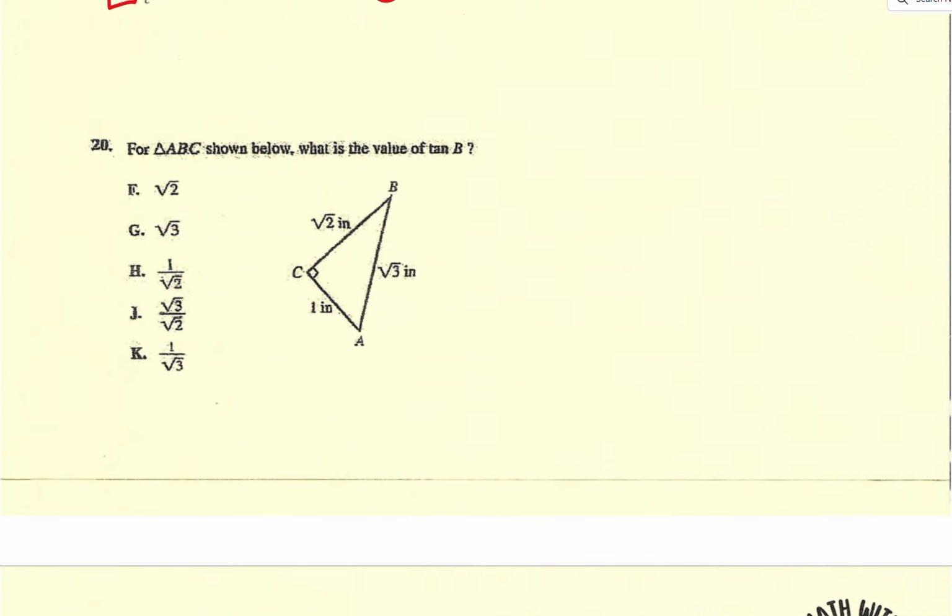This is number 20. This time it's asking us for the tangent of B. So again, if you see a trig problem on the ACT, maybe you would just want to quickly write out your SOH-CAH-TOA relationships. We want tangent, which is opposite over adjacent. B is the location from which we're going. So opposite is going to jump clear to the opposite side. Adjacent is who you're sitting next to. So it's 1 over the square root of 2, or answer H.